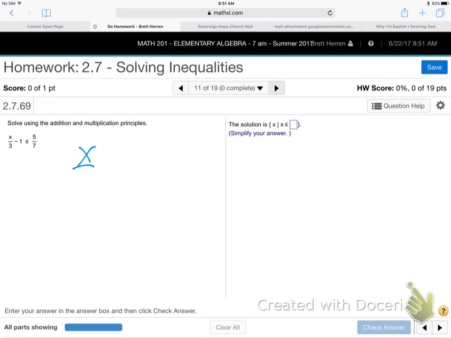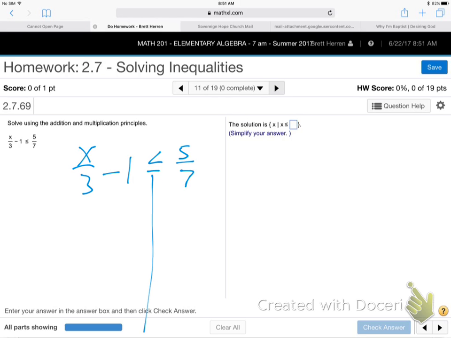That one right there. How about x over 3 minus 1 less than or equal to 5/7. All right, you know what to do. So what do we do on this one? Multiply through by 21. Common denominator, right?